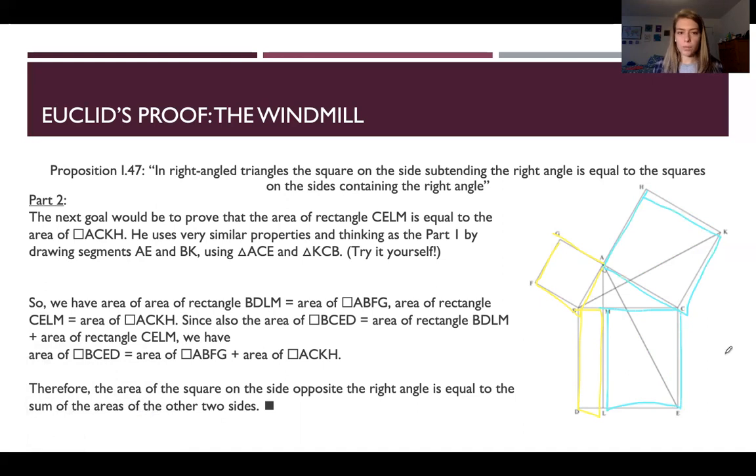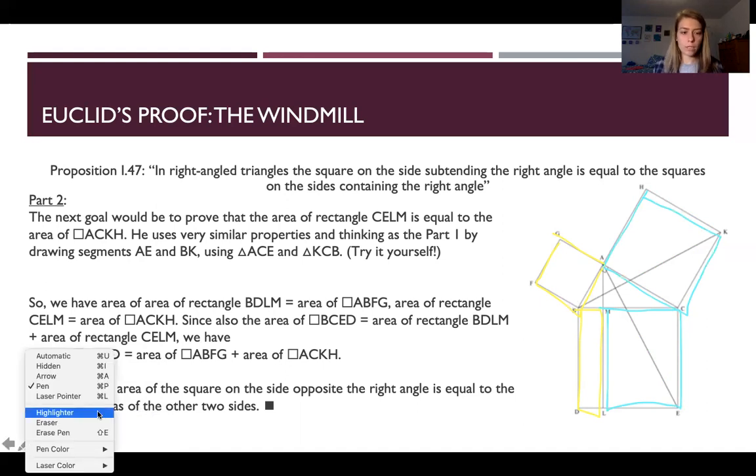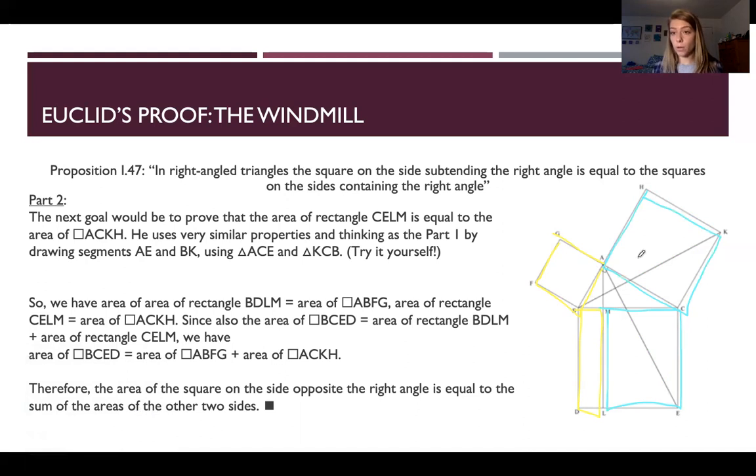And so when we substitute those in, we have that the area of the large square is equal to the sum of the areas of the smaller squares on the sides. And so thus, the area of the square on the side opposite the right angle is equal to the sum of the areas of the other squares on the other two sides. And that's how he proves the Pythagorean theorem.